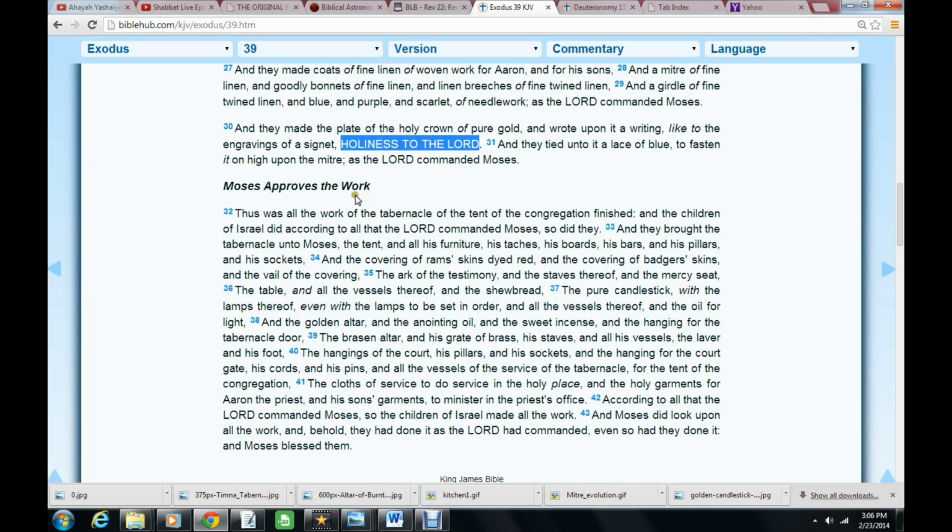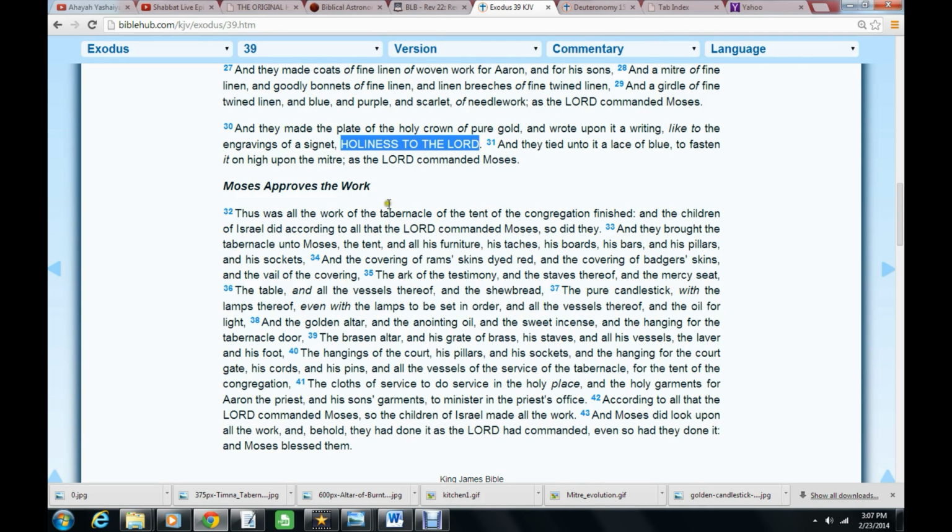Moses approves the work. Thus was all the work of the tabernacle of the tent of the congregation finished. And I'm pretty sure it took him 6 days to do this, and they rested the 7th, had the Sabbath the 7th. And the children of Israel did according to all that the Most High Ahiah commanded Moses.